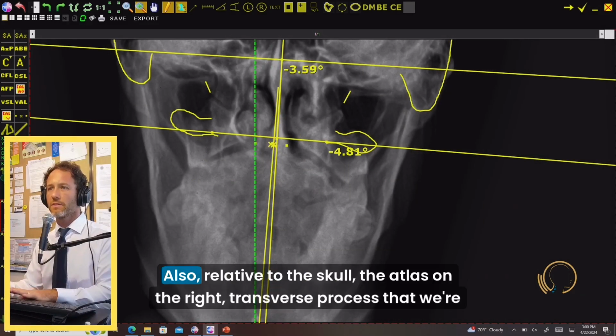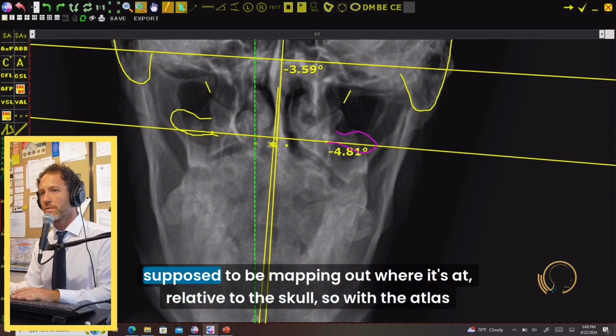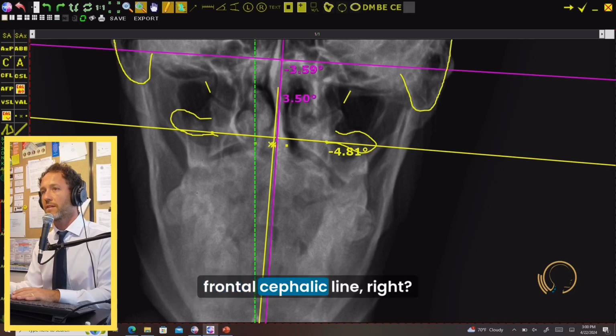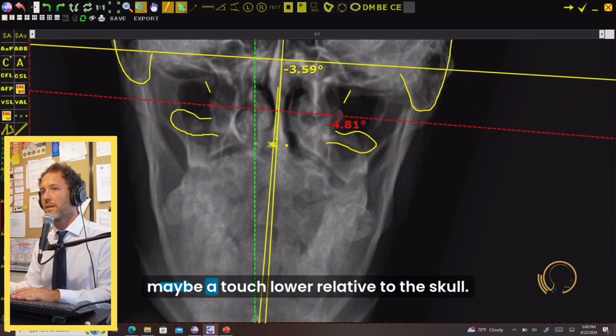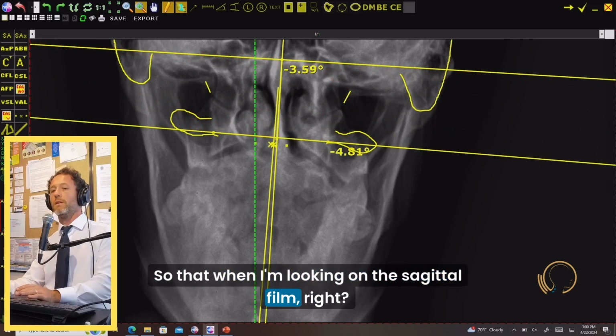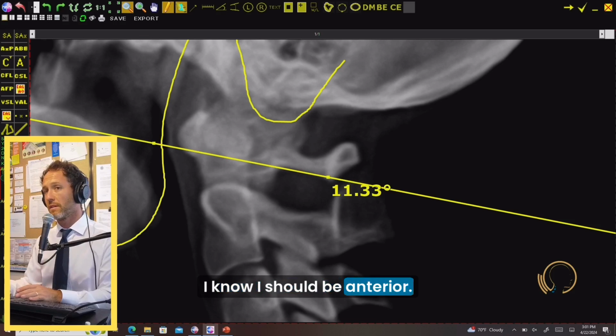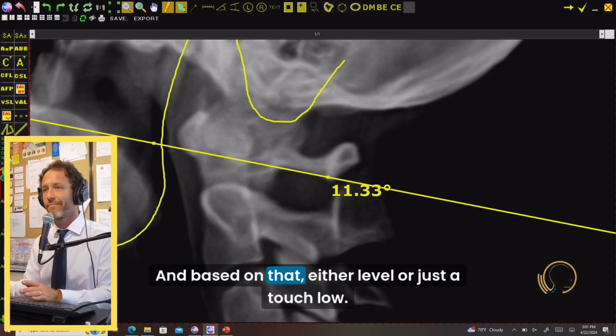And then also, relative to the skull, the atlas on the right, the transverse process that we're supposed to be mapping out, where it's at relative to the skull, with the atlas frontal plane, and then I just did a little 90-degree angle here based on that frontal cephalic line, right? Maybe a touch lower relative to the skull. So that when I'm looking on the sagittal film, I know, should I be low or high? I know I should be anterior, and based on that, either level or just a touch low.